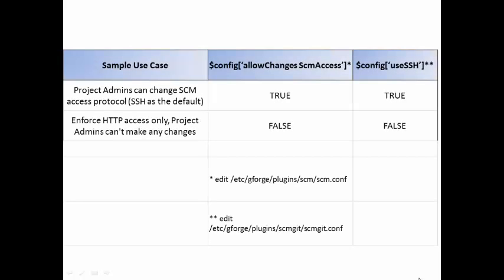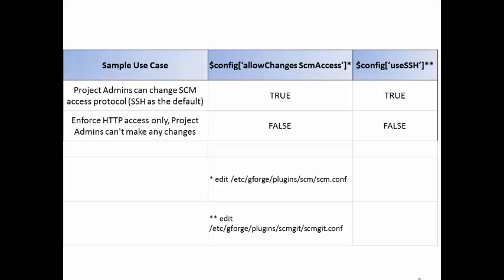So to understand this a little better, let's take a look at a couple of possible scenarios. In this first scenario, let's say that we want to allow project admins to change the SCM access protocol, and we want it to be set to SSH by default. So first we need to set the config allow changes SCM access to true. Setting this to true allows the project admins to change the access type. Then we need to set the config use SSH value to true as well. Setting this to true selects SSH by default.